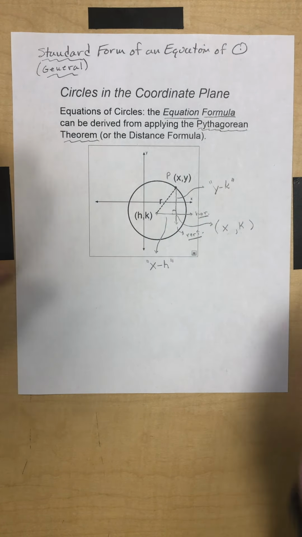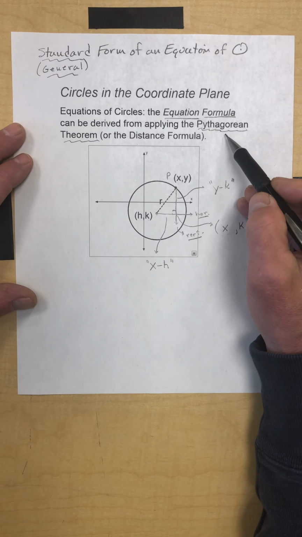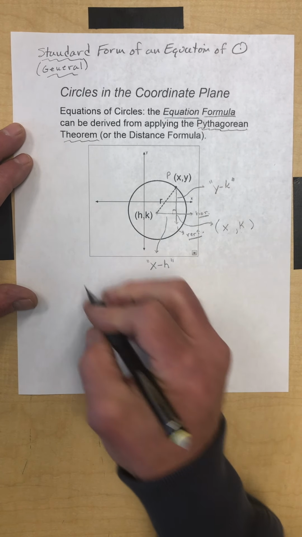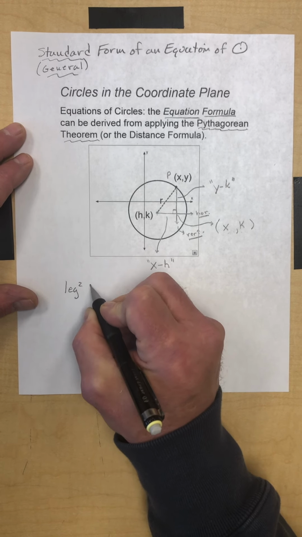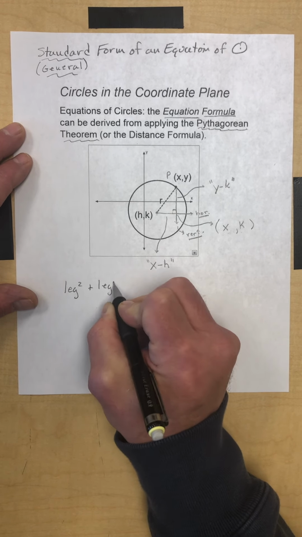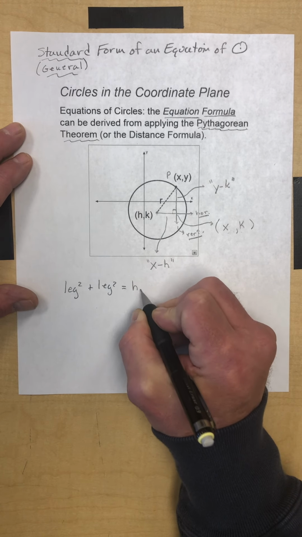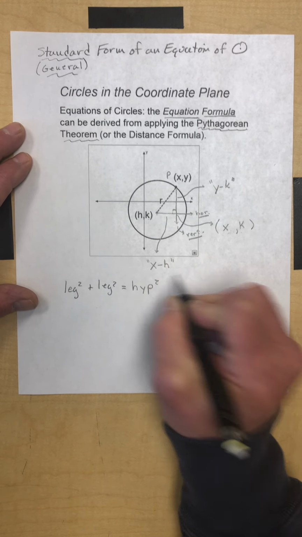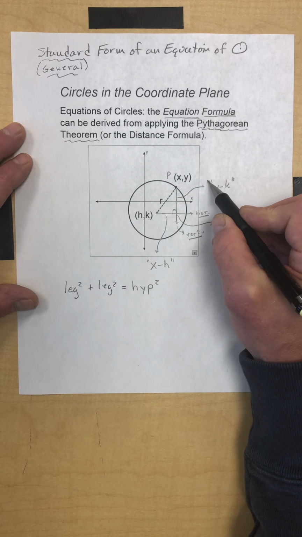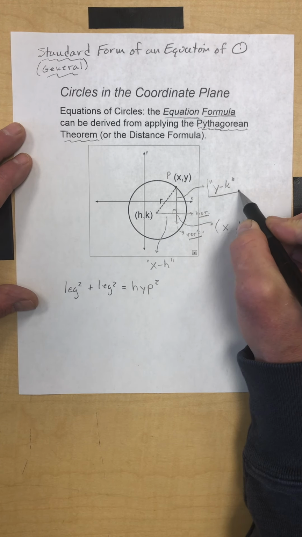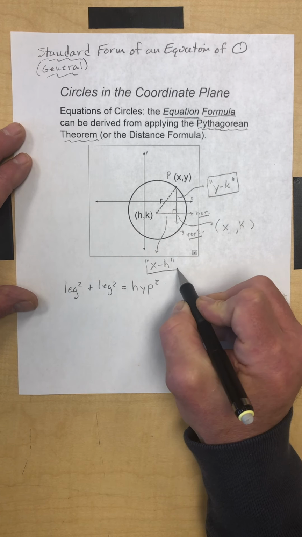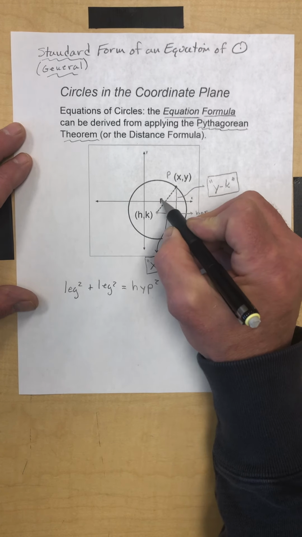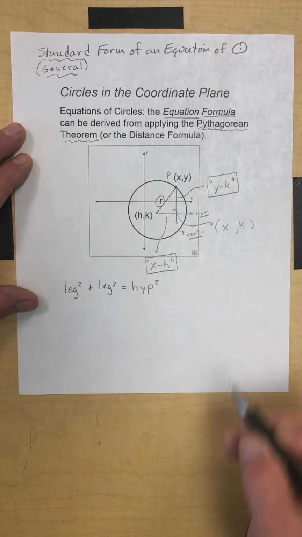Okay, so I have everything I need in the diagram. Now I want to apply the Pythagorean theorem. Remember, the Pythagorean theorem says leg squared plus leg squared equals hypotenuse squared. So all I have to do is substitute in what represents the length of a leg, what represents the length of the other leg, and what represents the length of the hypotenuse.